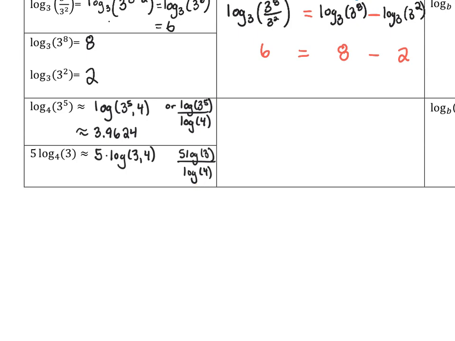And strangely enough, in my calculator, I get the same exact answer of 3.9624 approximately. So I believe the relationship that I'm seeing is that the log base 4 of 3 to the 5th is the same thing as 5 multiplied by the log base 4 of 3.